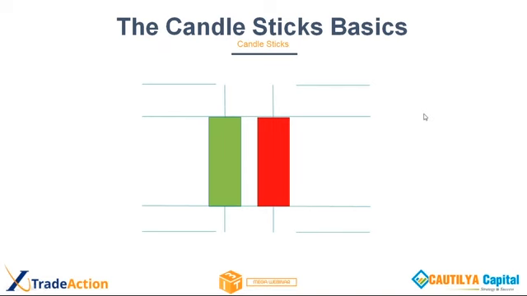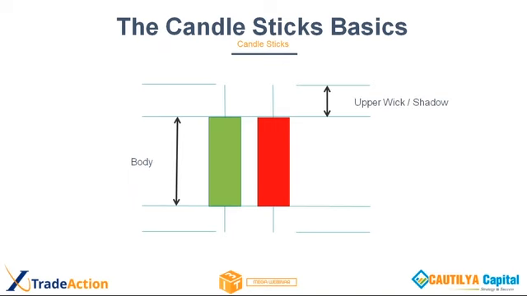Now, the rectangular box that you see from the open to the close is called the body. It's called the body of the candle. Whether it is a green candle or a red candle, it doesn't matter, because in a green candle the open is at the bottom and close is at the top. In the case of a red candle, open is at the top and close is at the bottom. So it doesn't matter. The length is called the body.